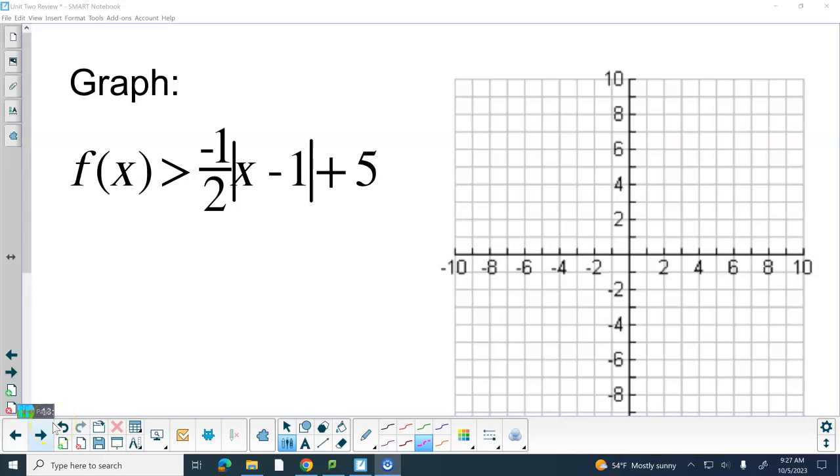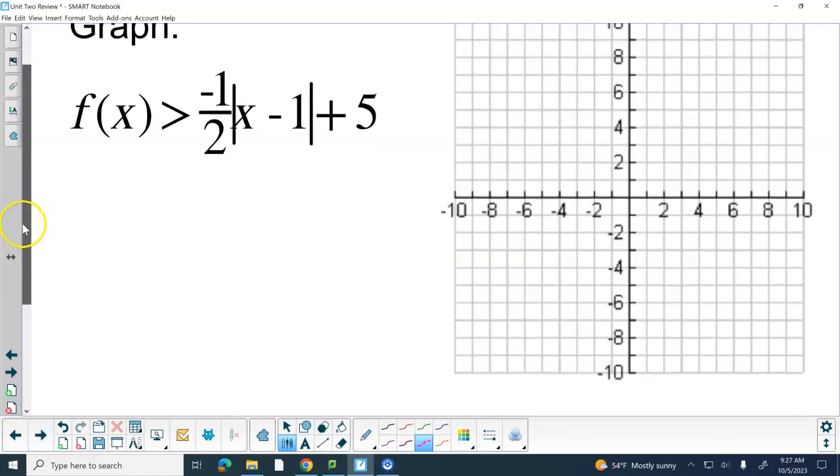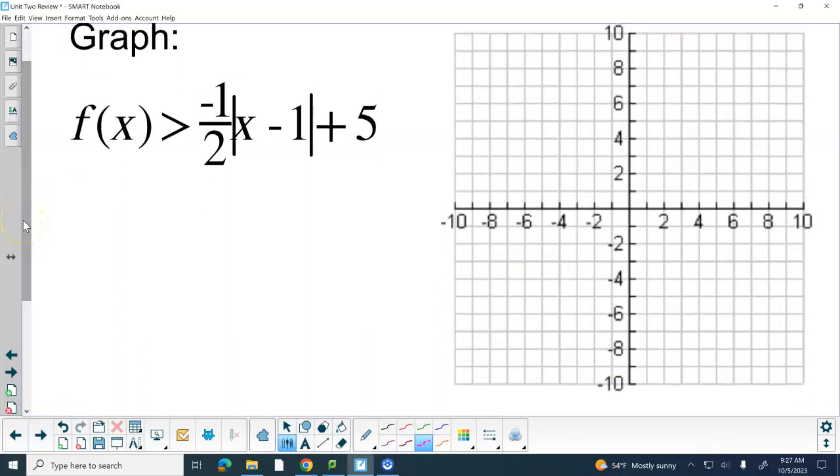So this is an absolute value graph, so that means it's going to be a V. We have a vertex at the point 1, 5. Remember, we think oppositely with h because it's inside the absolute value. 1, 5 puts me right there.